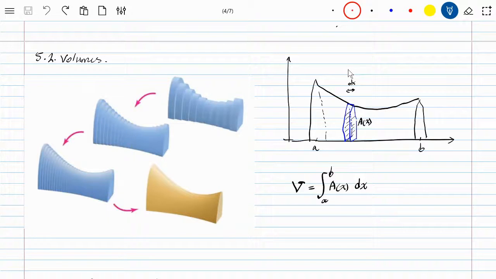Today we're going to talk about volumes. So let's first introduce the idea. Let's say we're given this shape, the picture, and they ask you to find out this volume.